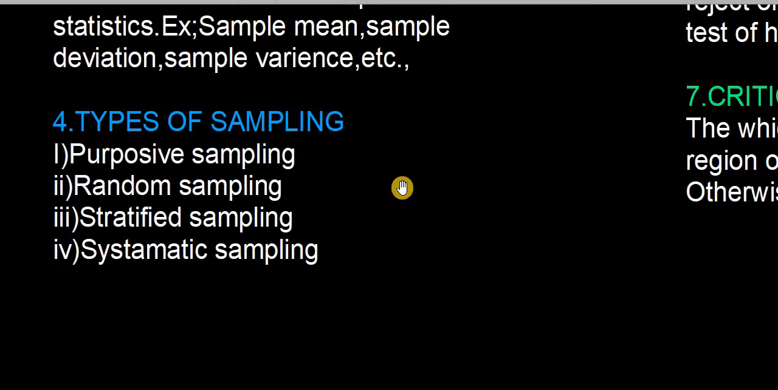Now coming to the types of sampling. So what is sampling? Sampling means choosing some small group from the big group. Taking some small group from the big group is called sampling. That can be taken by different methods. In different methods we are taking sampling.